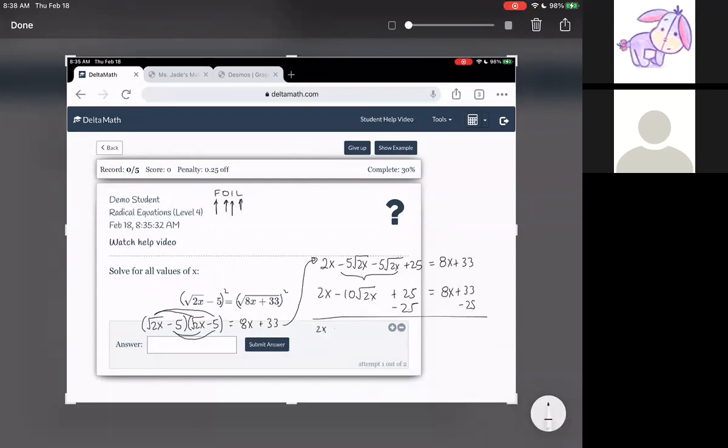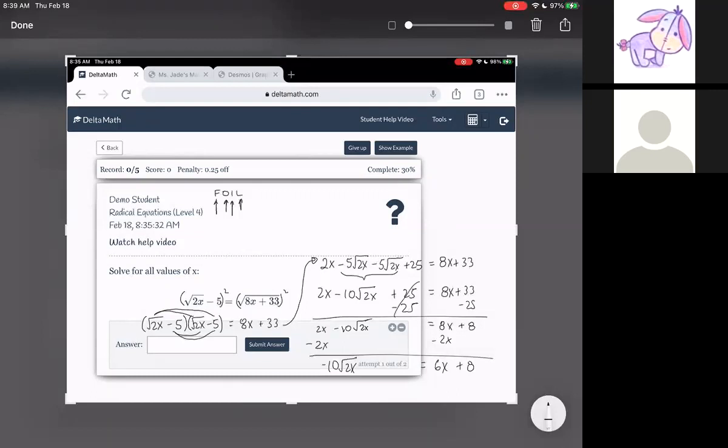That gives us 2x minus 10 square root of 2x is equal to 8x, and then 33 minus 25 is 8. Okay, and then we want to minus 2x. That would give us negative 10 square root of 2x is equal to 6x plus 8.